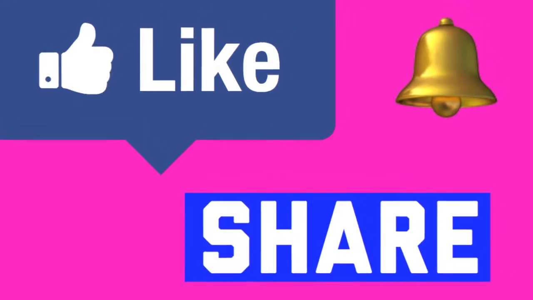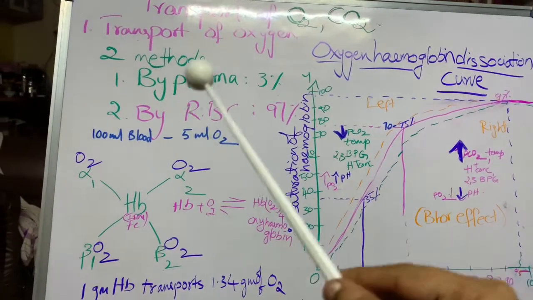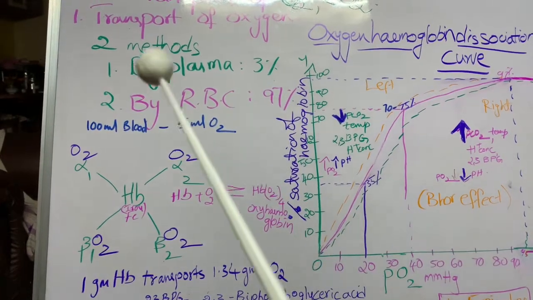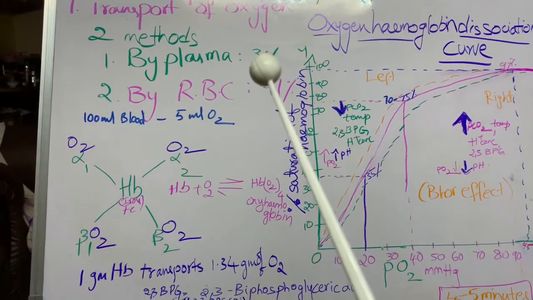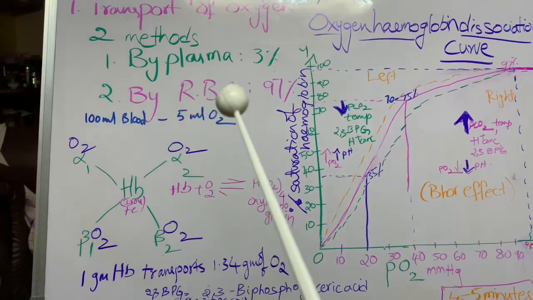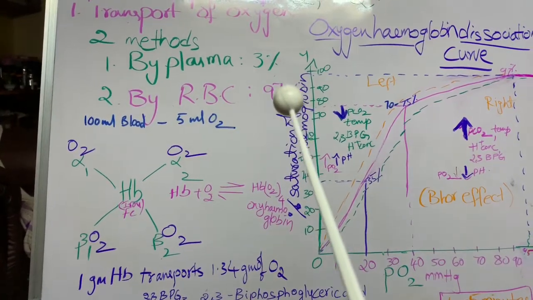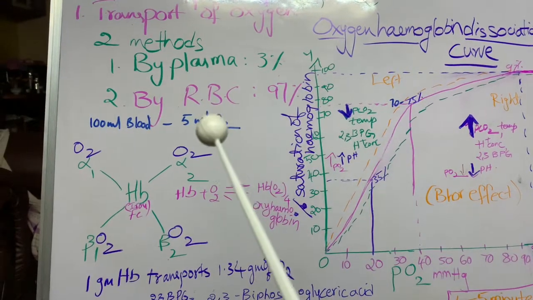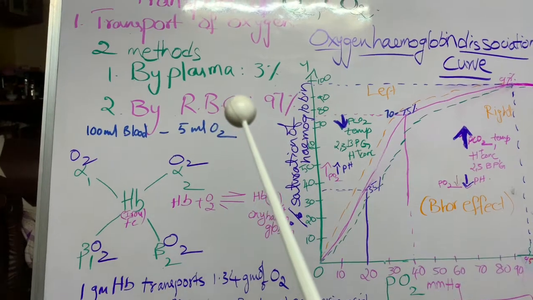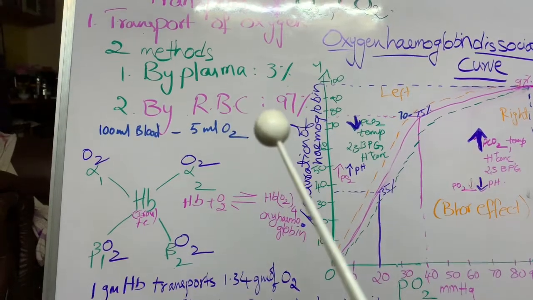Today we are going to learn about transport of oxygen. Transport of oxygen occurs by two methods: one by plasma and the second by RBC. By plasma, only 3% of oxygen is transported in the dissolved state. By RBC, 97% of oxygen is transported. RBC means red blood corpuscles, which contain the iron-containing pigment hemoglobin. That hemoglobin transports 97% of oxygen.